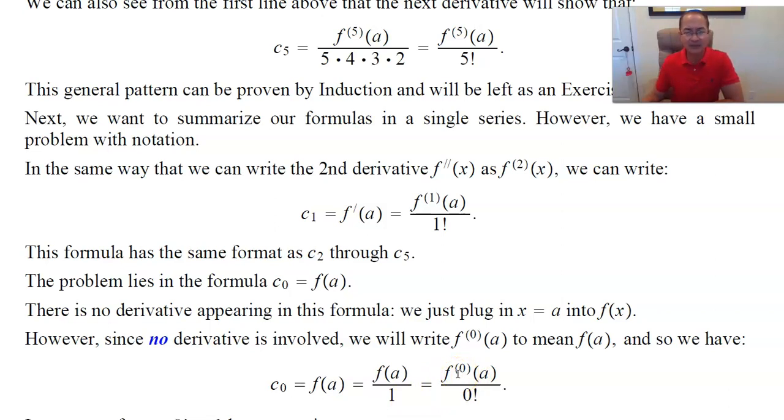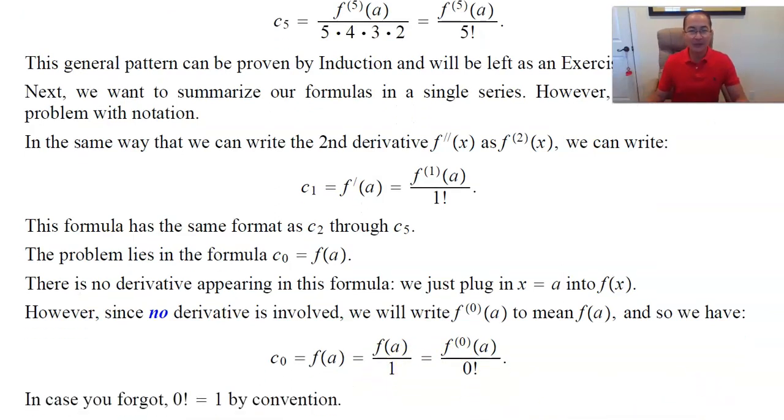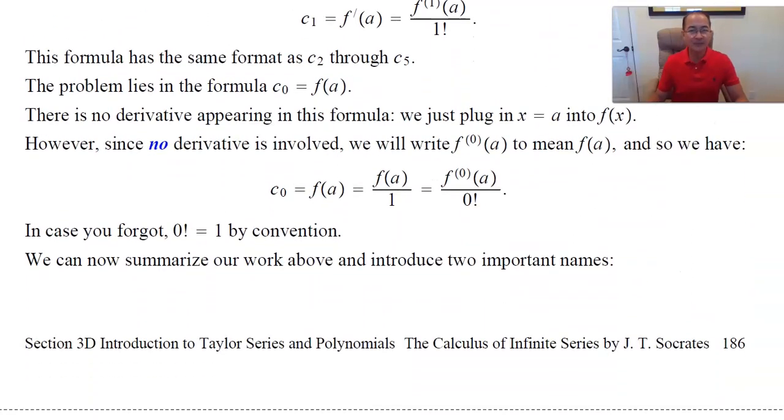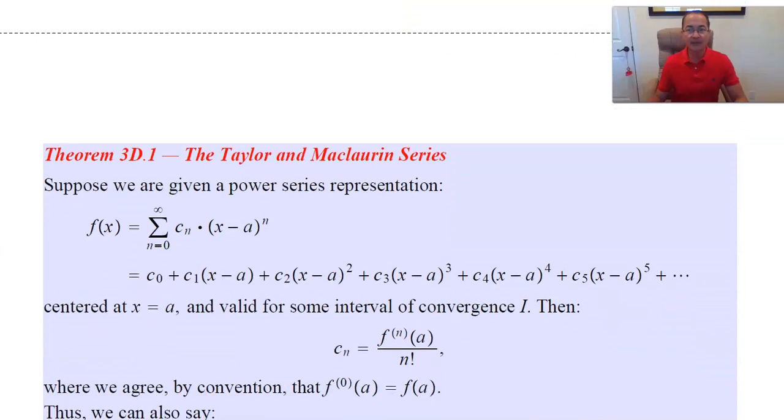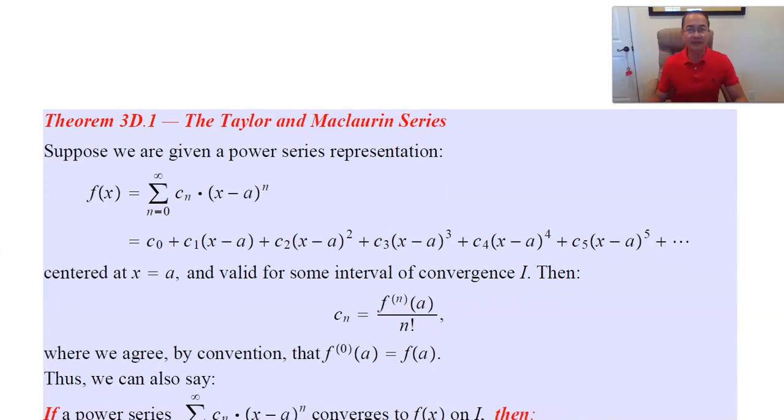Well, what do you mean 0th derivative? Yeah, 0. Do not take a derivative. That's what it means. So keep it as just the original function. Okay? So putting it all together, we get what are called the Taylor and Maclaurin series of a function.